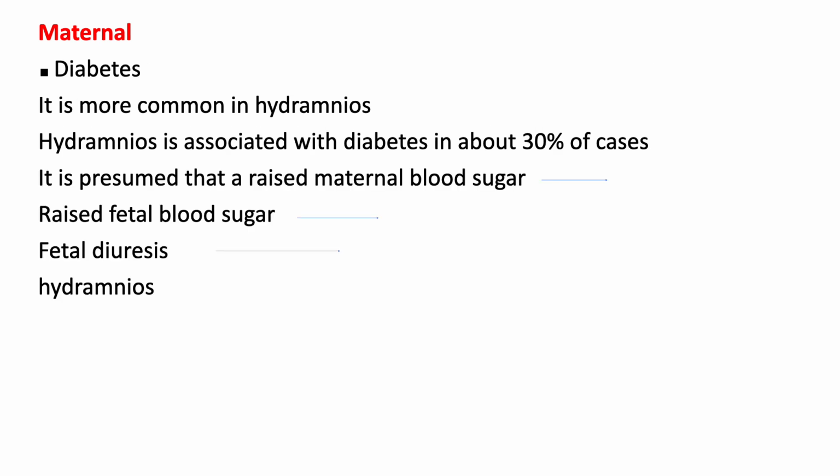Fourth one is maternal. In maternal, diabetes. It is more common in hydramnios. Hydramnios is associated with diabetes in about 30% of the cases. However, with adequate supervision, the incidence of hydramnios can be lowered. It is presumed that a raised maternal blood sugar leads to raised fetal blood sugar, which is leading to fetal diuresis and of course to hydramnios.